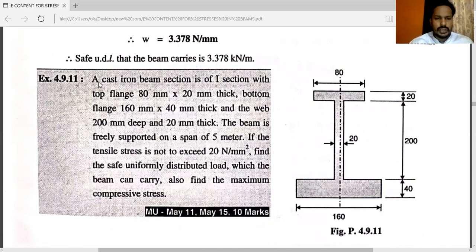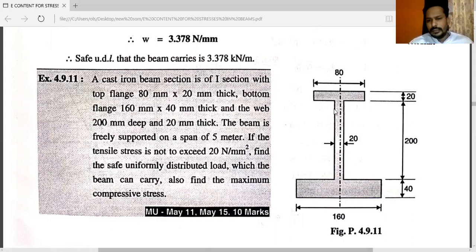See the question: a cast iron beam section is of I section with the top flange 80 mm into 20 mm thick, bottom flange 160 mm into 40 mm thick, and the web 200 mm deep and 20 mm thick. The beam is freely supported on a span of 5 meter. If the tensile stress is not to exceed 20 Newton per mm square, find the safe uniformly distributed load which the beam can carry. Also find the maximum compressive stress.